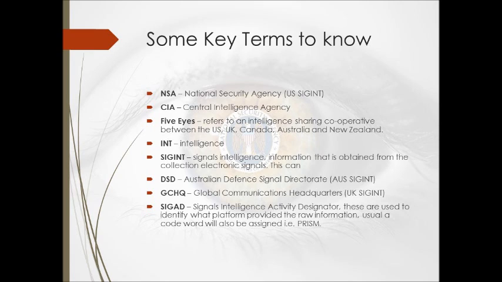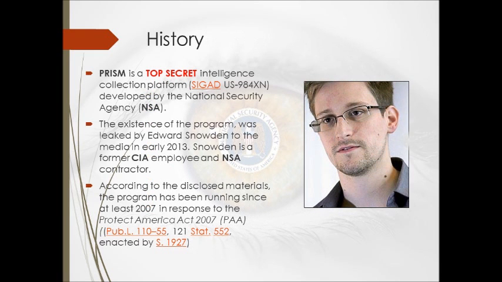particularly Five Eyes, which refers to an intelligence sharing cooperative between the US, Canada, Australia, and New Zealand. Signals intelligence, which is information that can be obtained from electronic signals. This can be the internet, communication satellites, and so on. And I've also listed the agencies around the world that are responsible for collecting such information.